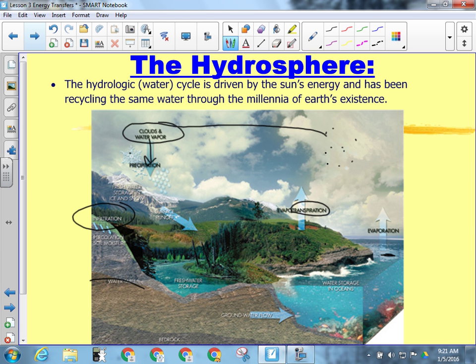Any of that stuff that gets stored is kind of out of the cycle for a little while, especially if it's in ice or underground. The rest of it runs off, goes back to the ocean, and starts the cycle again. So the processes we're worried about are evaporation, precipitation, runoff, and infiltration. Those are the big ones. I usually have a diagram of the water cycle on the exam in the multiple choice. Just so you know, those are pretty easy questions we should all get right.